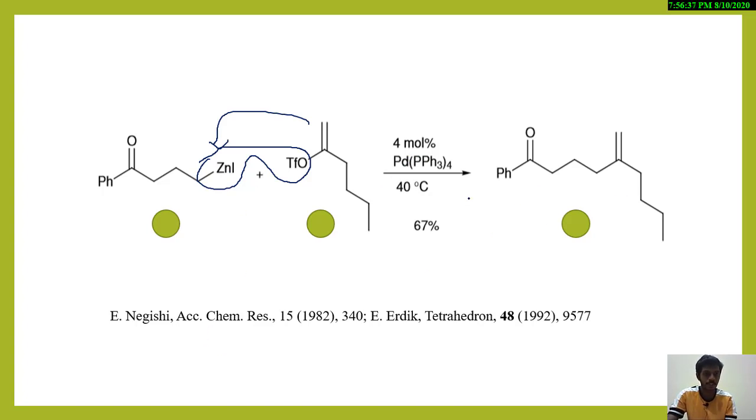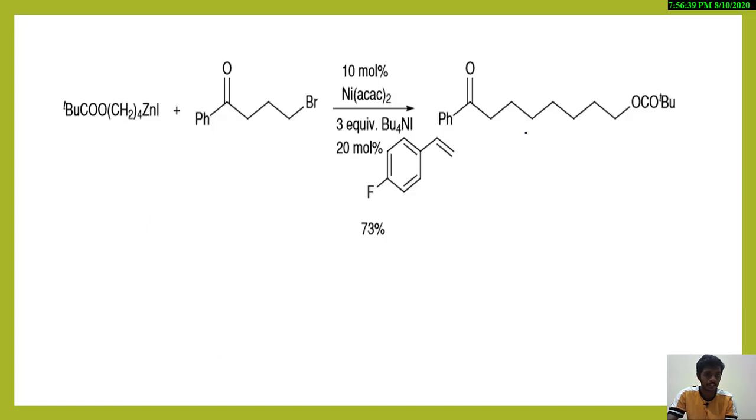Now you see this example. Here this is the starting material. We are reacting with this compound in the presence of nickel. We can use palladium or nickel in the Negishi coupling. After that, the zinc iodide and the bromide will be eliminated, and these two will be coupled to form the product.